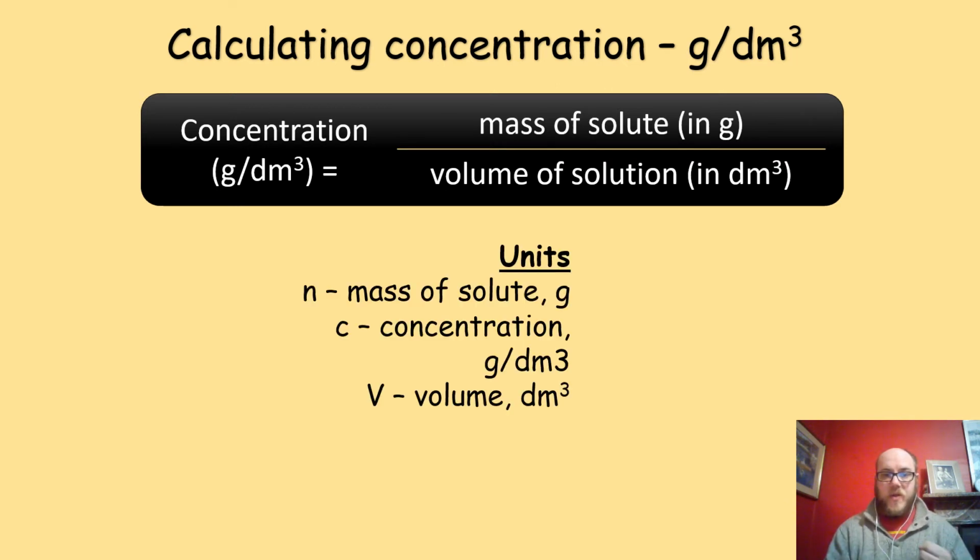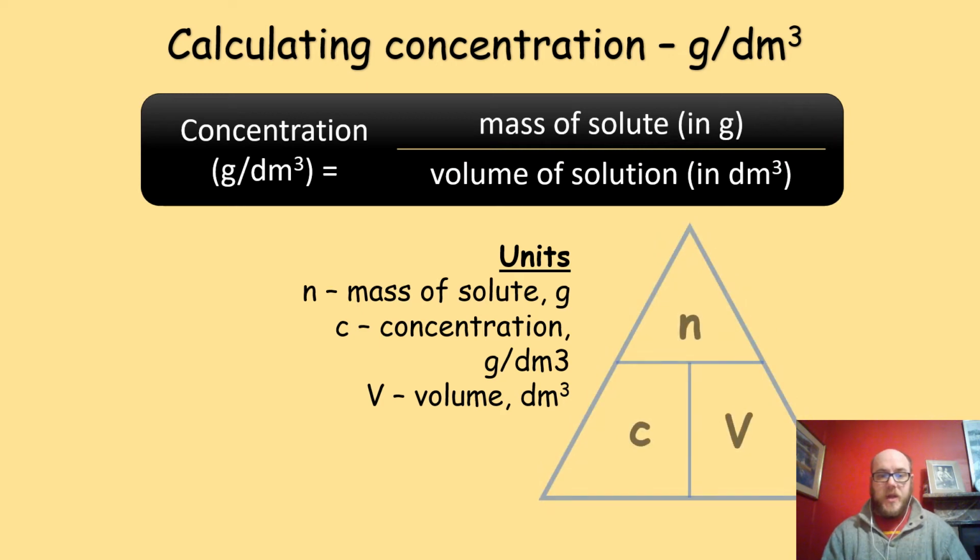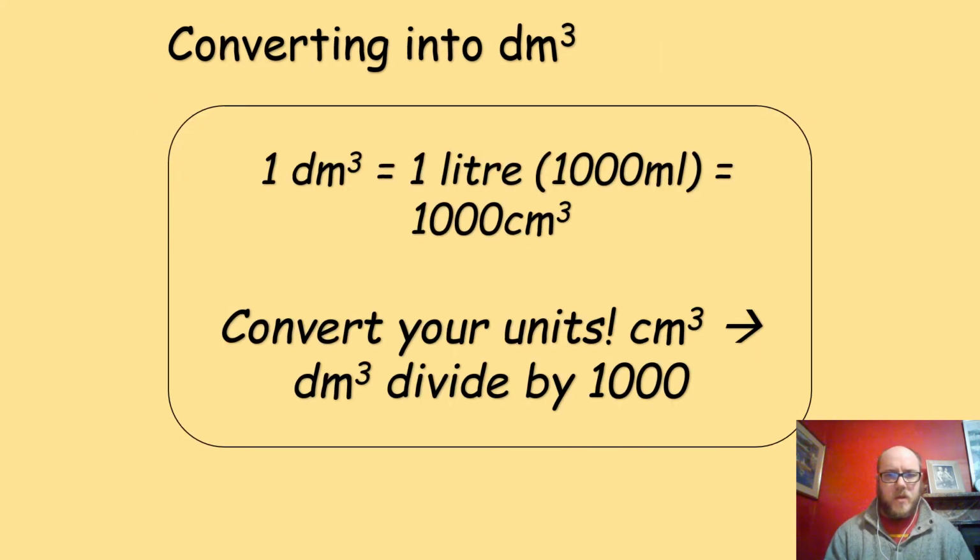And make sure that you know the units. So the mass of the solute, which we use n for instead of mass because it's small, is in grams, C for concentration, and V for volume. That's chemists for you.